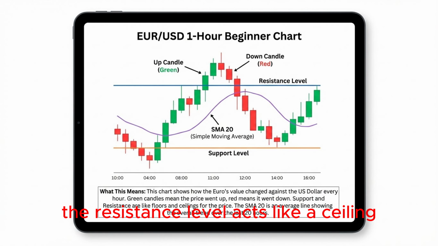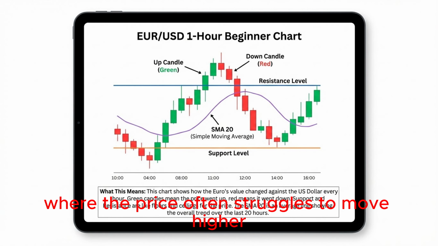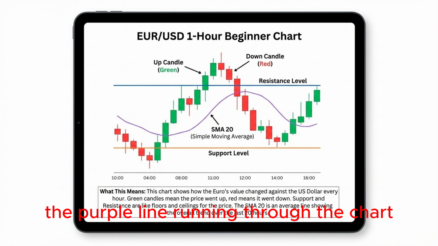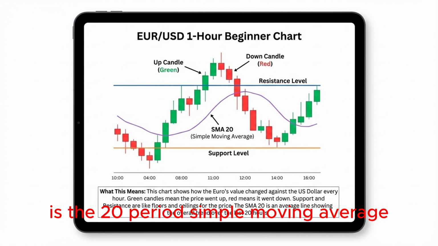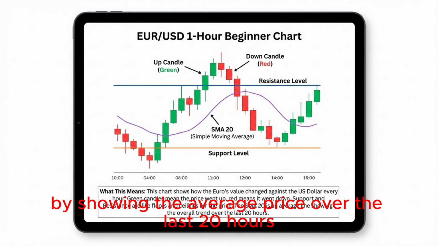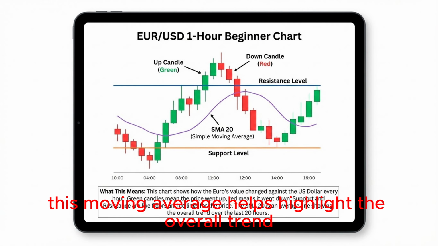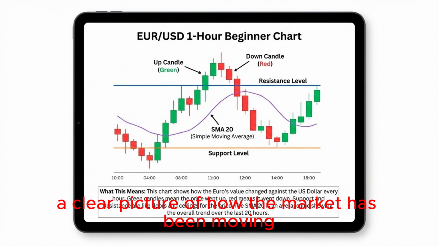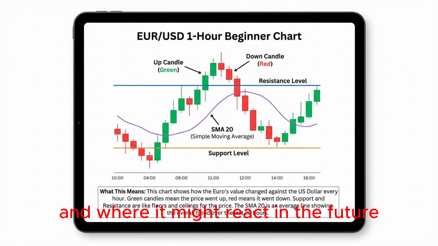At the top, the resistance level acts like a ceiling where the price often struggles to move higher and may reverse downward. The purple line running through the chart is the 20-period simple moving average, which smooths out the price action by showing the average price over the last 20 hours. This moving average helps highlight the overall trend direction. Altogether, the candlesticks, support and resistance levels, and the SMA line give traders a clear picture of how the market has been moving and where it might react in the future.